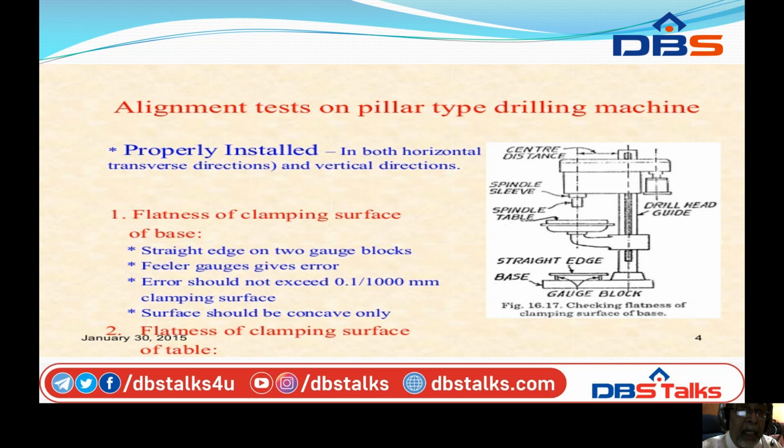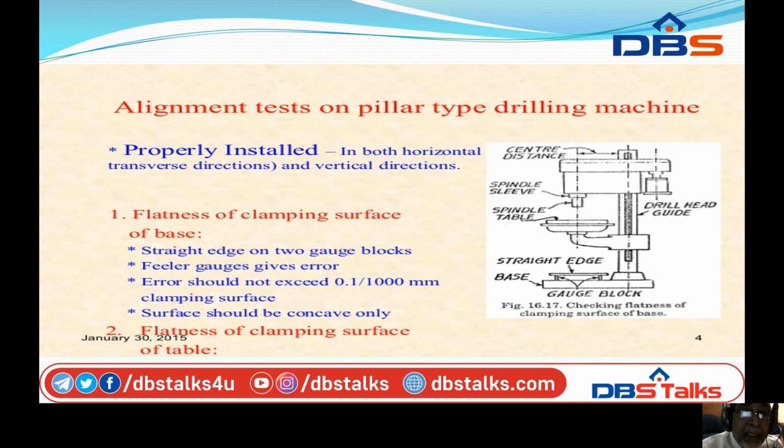Now we will see how we are going to do the alignment test. You should properly install the drilling machine in both horizontal transverse direction and vertical directions. So align first. Then flatness of clamping surfaces of base. When you clamp any job over the table or base, it should be very flat and horizontal. A straight edge on two gauge blocks is used here. You can take a feeler gauge and check the error. Error should not exceed 0.1 by 1000 of a millimeter. That is the clamping surface.